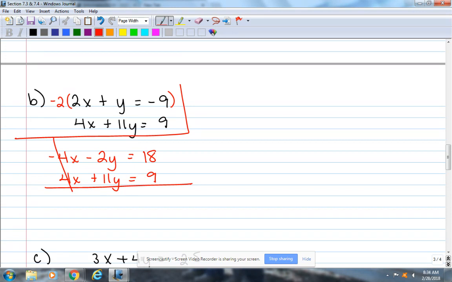All right, so what is negative 2y plus 11y equals what? That's 9y. What's 18 plus 9? 27. Then what? And then y equals what? We got to have a little fun in math class, y'all.